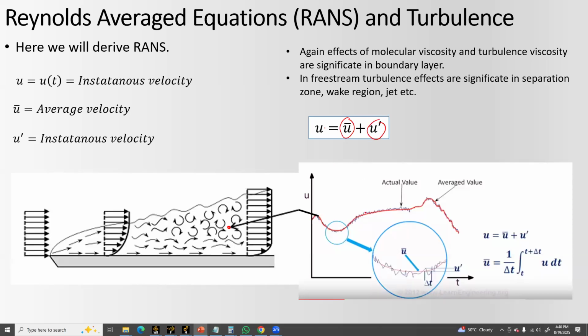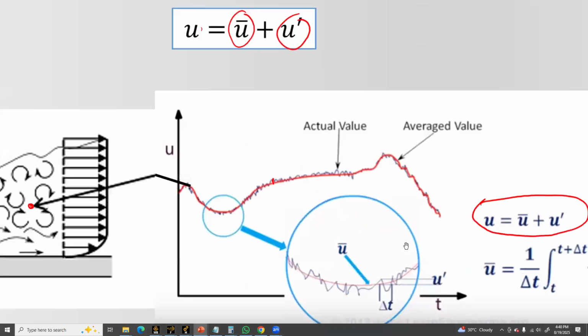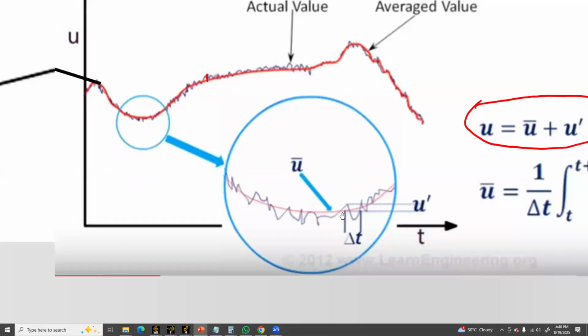So this change from the red line to the blue line, actually this change is the fluctuating component. Okay, so the actual velocity is this one, in red color, and the difference between the blue and the red color is the fluctuating component. So that we can put in this way. Now, if you zoom into the area, you can see the u bar and u dash. U dash is the difference between the mean velocity and the actual velocity. Okay, that is in the blue color.